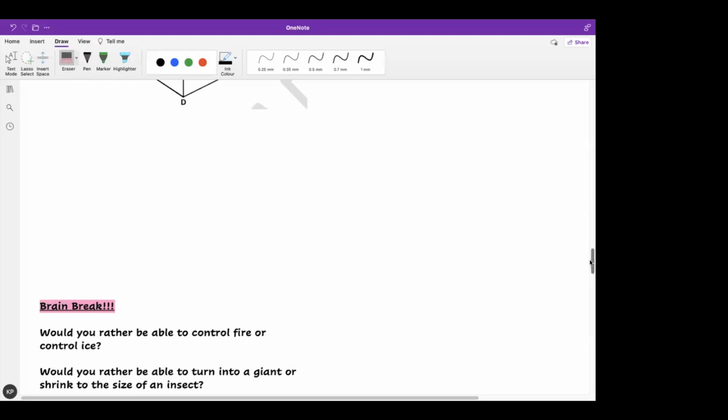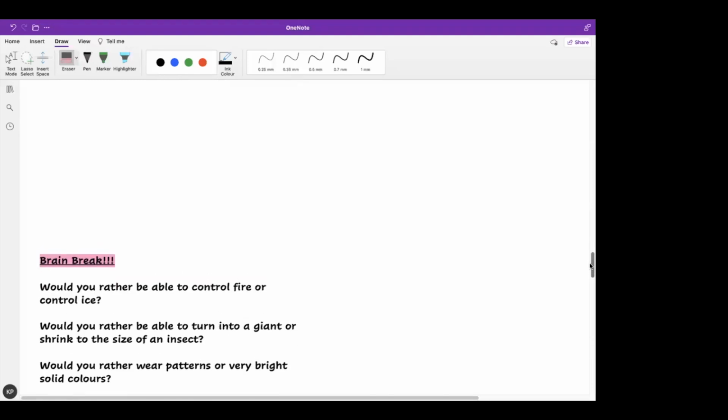Yes, ma'am. Would you rather wear patterns all the time or very bright, solid colors? Ma'am, I would rather wear very bright, solid colors. Ma'am, I don't want to look like a Popeye every day. With patterns. What if they're nice patterns?